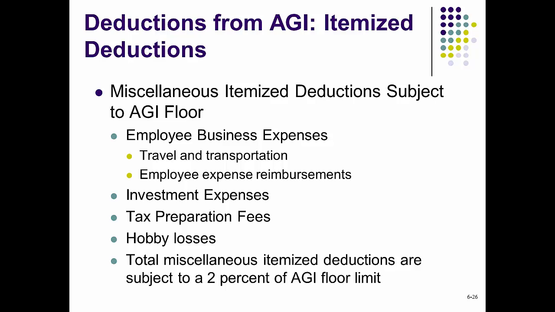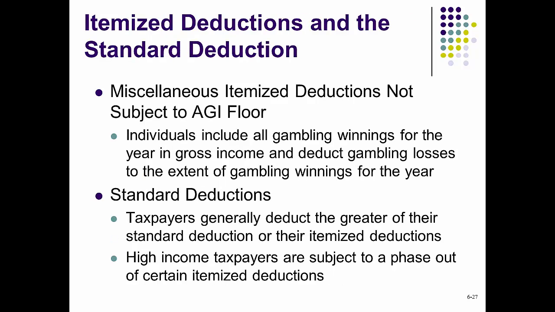Limitation on miscellaneous itemized deductions. There's a 2% of AGI floor. The sum of all miscellaneous itemized deductions is subject to the 2% floor limitation, which is reduced by 2% of AGI. If the sum of all miscellaneous itemized deductions is greater than 2% of AGI, the deductible amount is the sum minus 2% of AGI. If the sum is less than 2% of AGI, no miscellaneous itemized deductions are allowed. For this one, see example 6-30 on page 6-31.